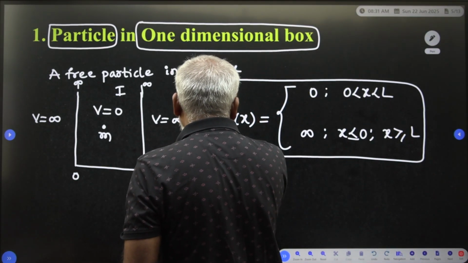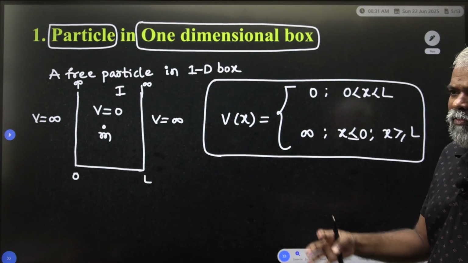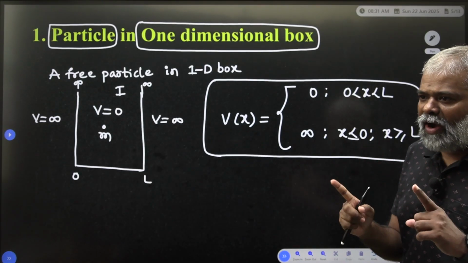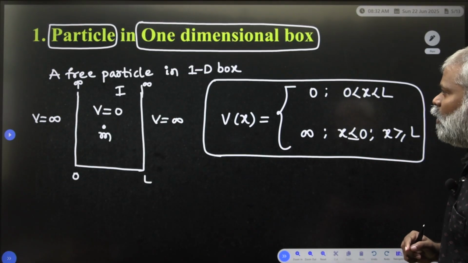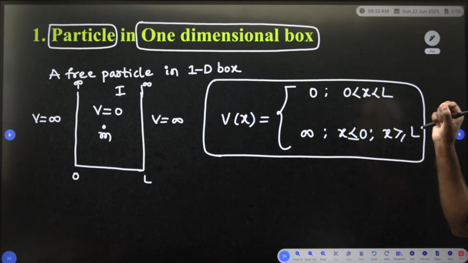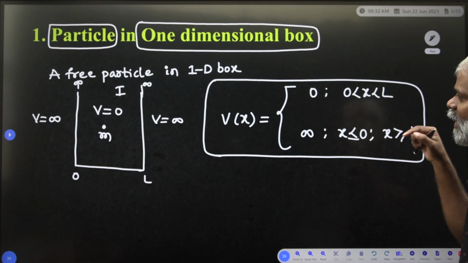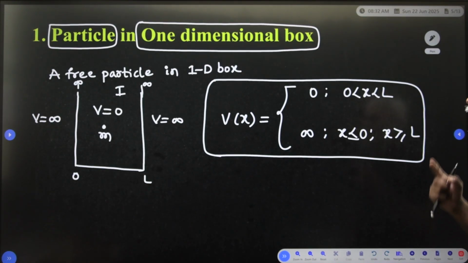First we need to define the potential. This is the first step. Whatever problem they may ask, first you have to define the potential corresponding to that box. You have to remember: a free particle is existing in a one dimensional box. How do we define it? So, we define the potential.